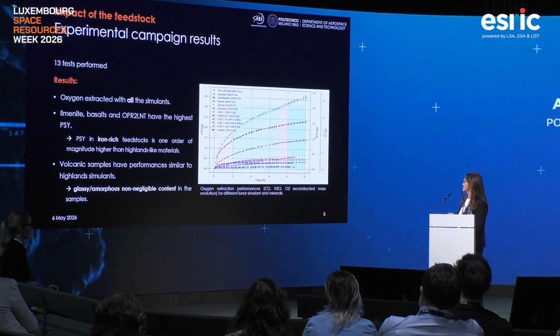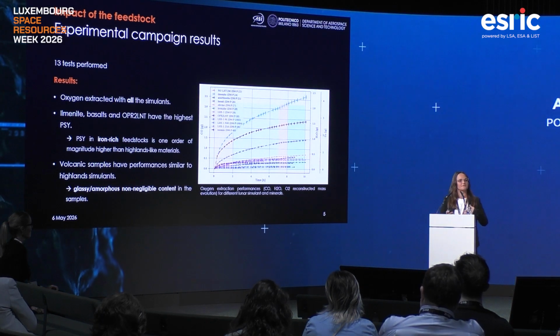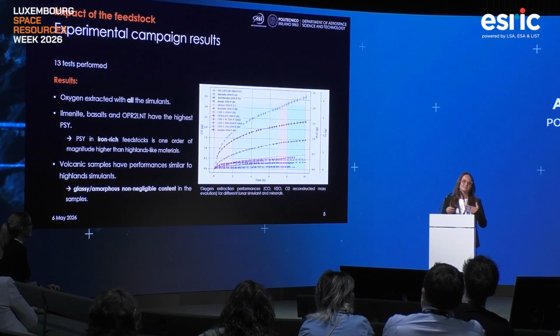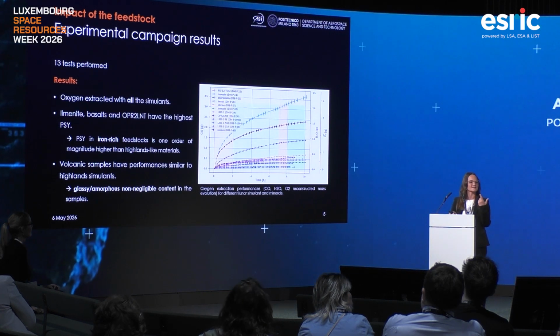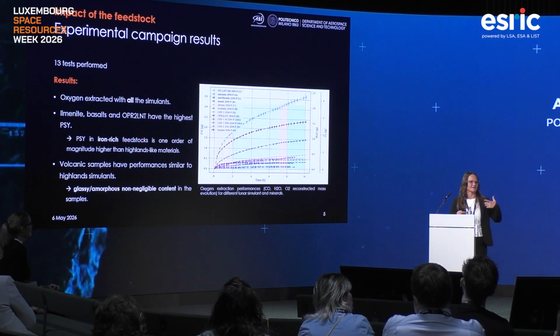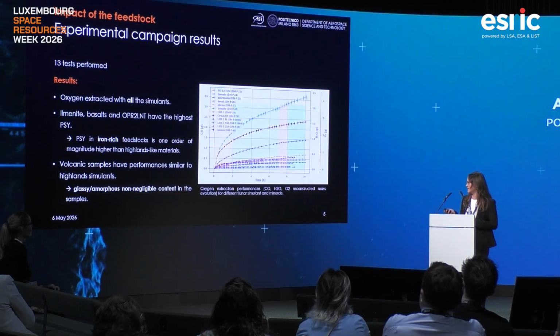And also it was interesting to notice that the volcanic soil samples have performance similar to the one of the Highlands simulants, and we expected that from their chemistry. But those volcanic samples have also an amorphous content that actually did not impact so much the performances in terms of oxygen extraction, but let's say impacts more the technical aspects and operations of the plant, because this glassy part interacts with the wall of the reactor, and so the discharge was really, really difficult.